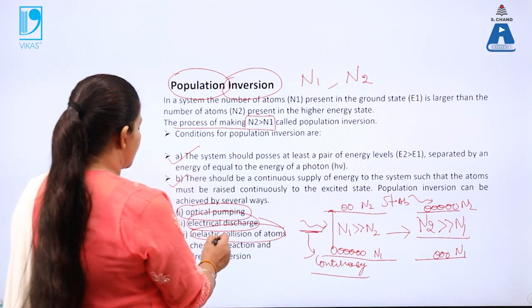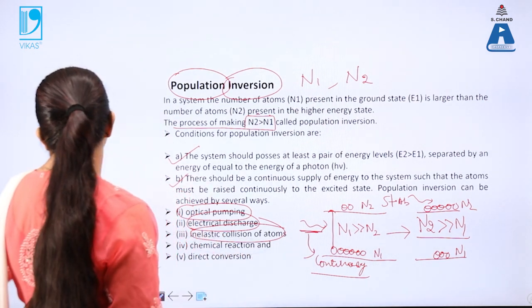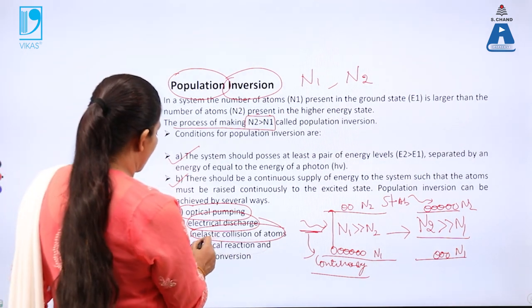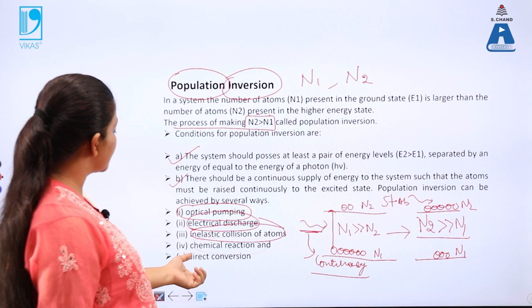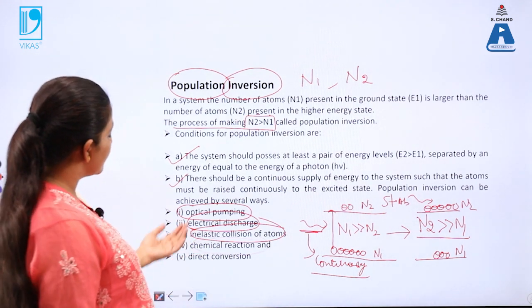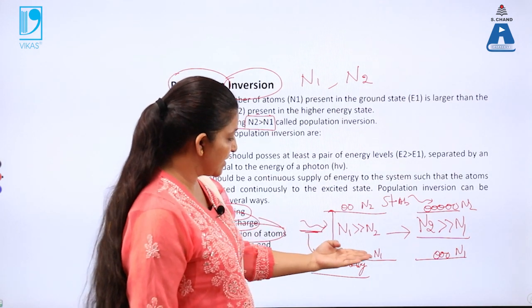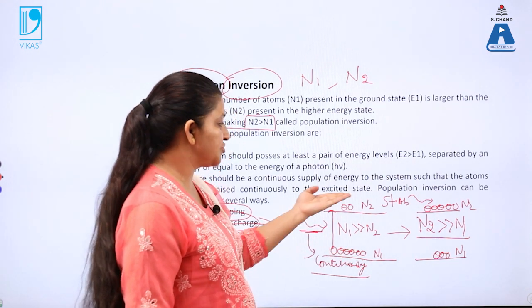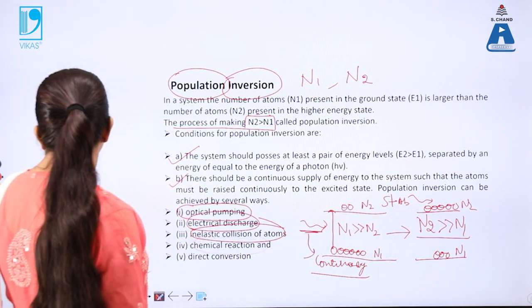Next is a chemical reaction. During the chemical reaction, again the energy is transferred. And then comes direct conversion. In direct conversion, again the energy is transferred between the atoms, and the atoms move from the ground state to the excited state. So this is all about population inversion.